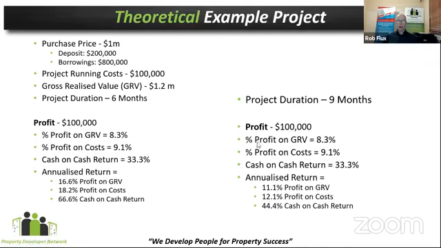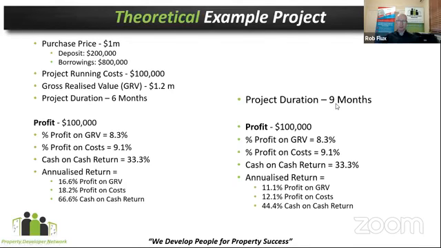So now the percentage profit on GRV has not changed because we have exactly the same profit. We have exactly the same gross realized value. The percentage profit on costs is exactly the same because we've got exactly the same profit. We've got exactly the same costs in the project. Our cash on cash return is exactly the same. So when you're comparing these two projects, when you're looking at the pure percentages, which is how the bank looks at it, these two projects look very, very comparable. But in reality, one took 6 months and one took 9 months.